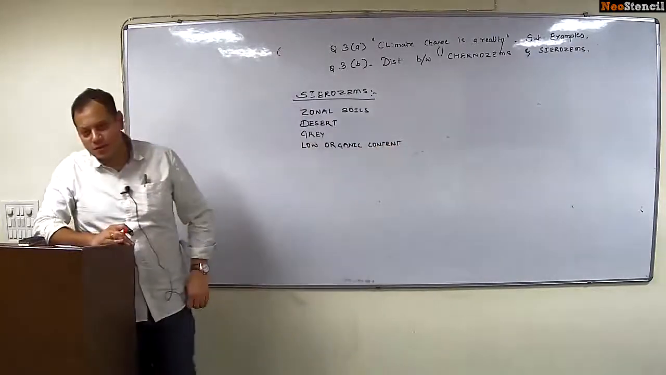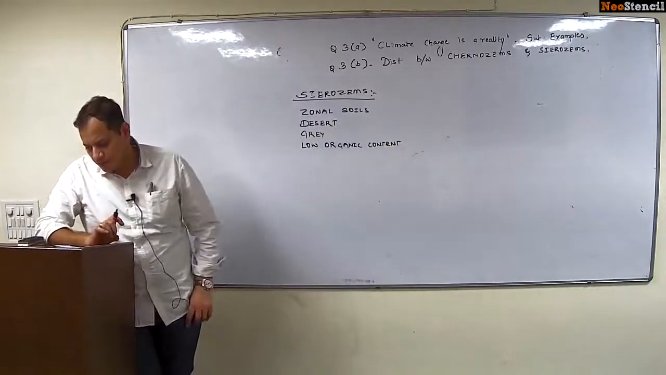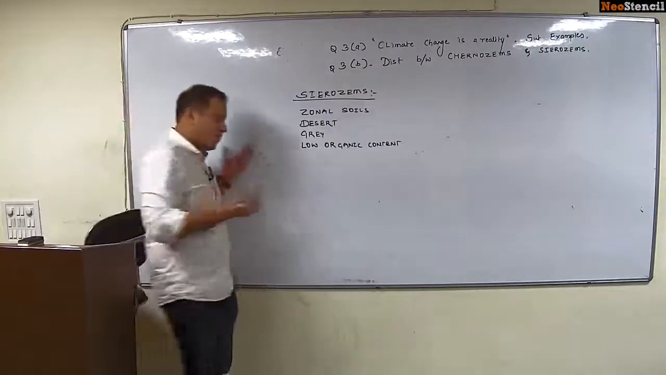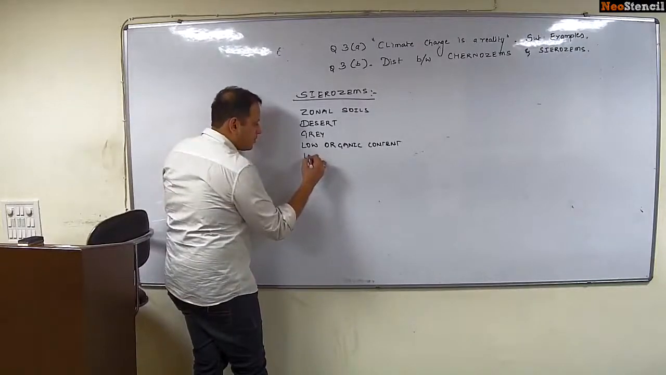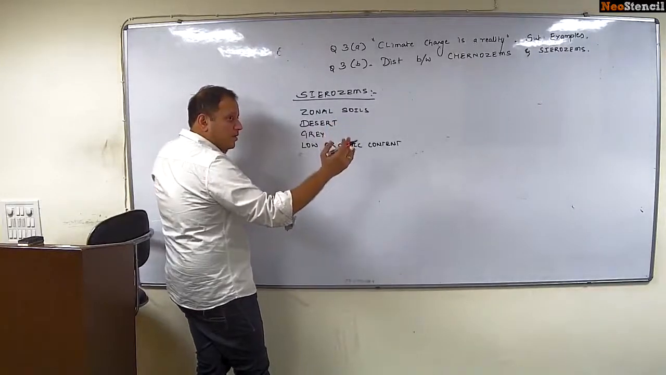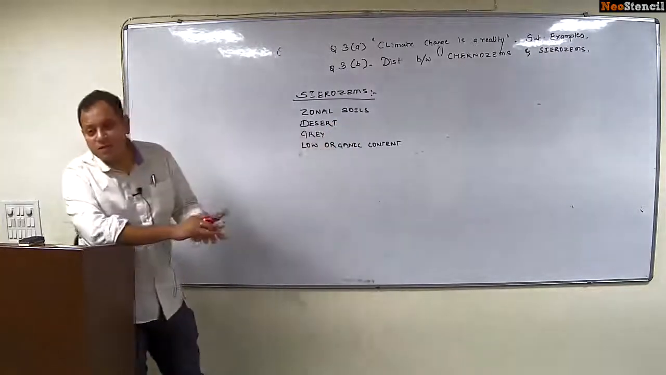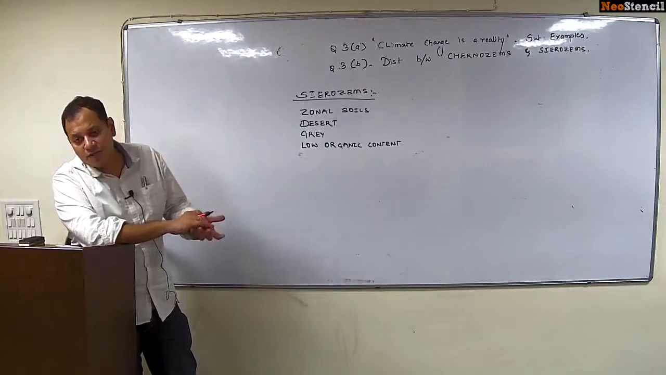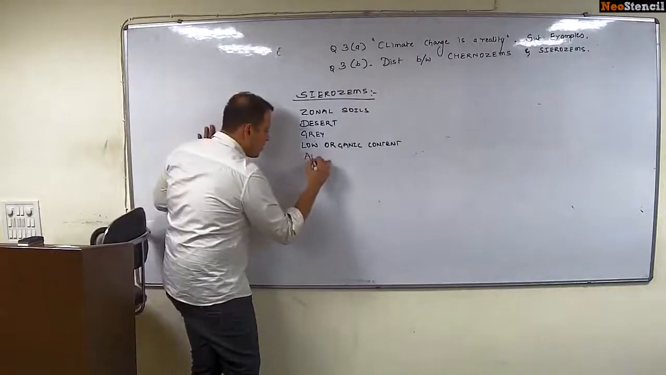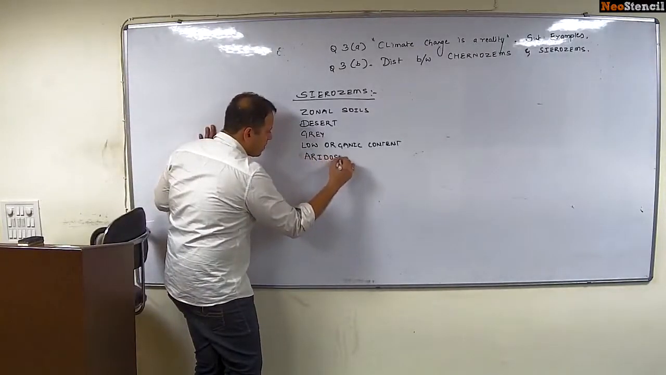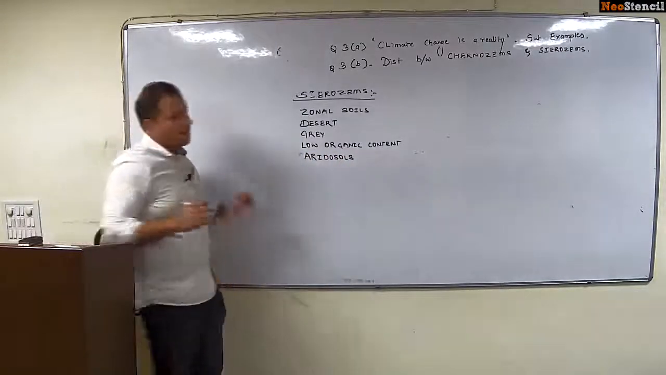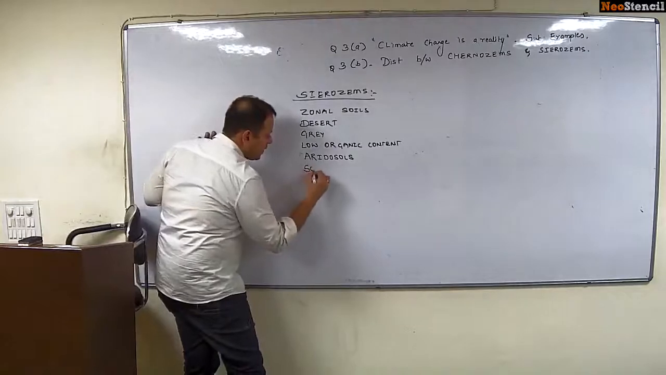What are the other factors you should know? They have less... You can mention in which soil classification they are present. They are present in Aridisols. They are part of Aridisols here. You can also mention that they grow in the regions of scanty rainfall.